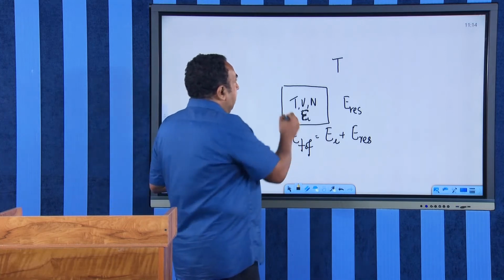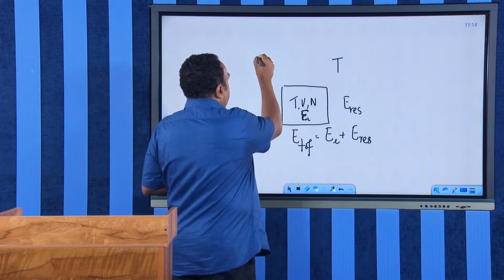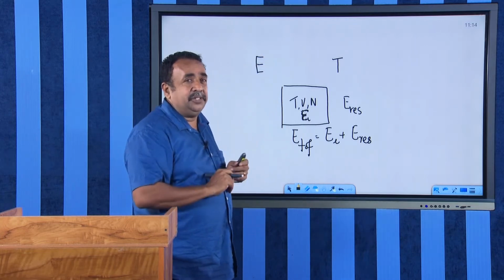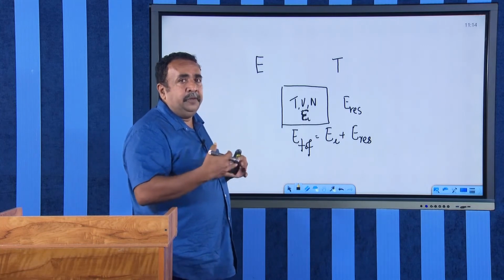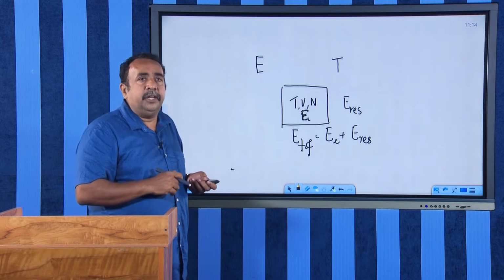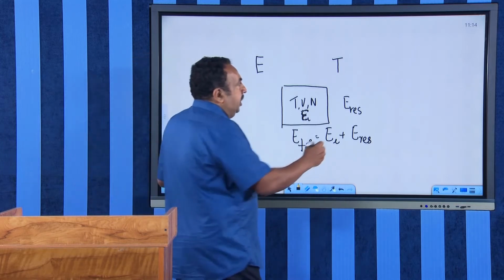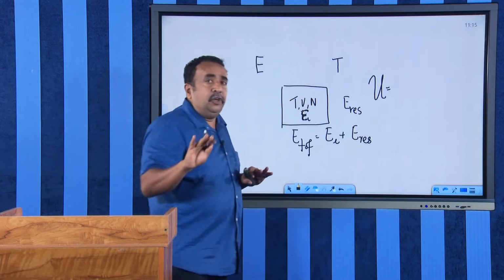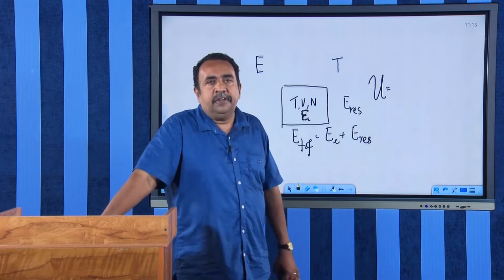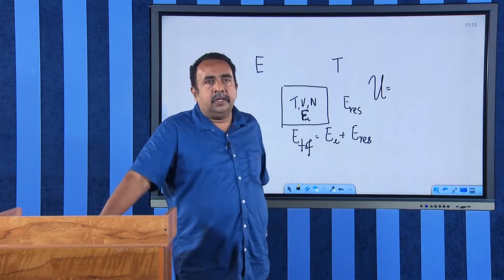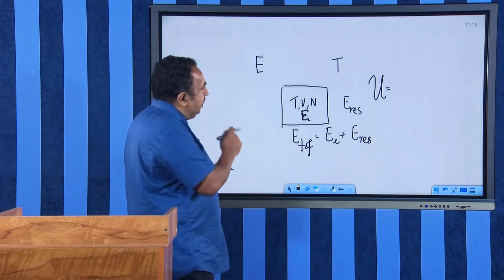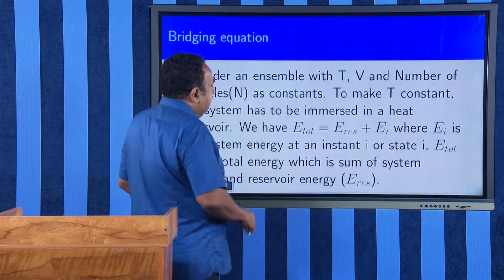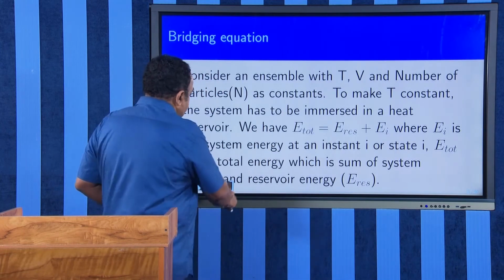Therefore, the total energy, represented by capital E, will not be a constant because the system is exchanging energy with the surroundings. So what type of energy will be a constant for the system? That energy will be the internal energy, represented by U, which is a function of temperature only. That energy will remain constant in the case of our new ensemble, which is the canonical ensemble, and we will consider it as a constant.